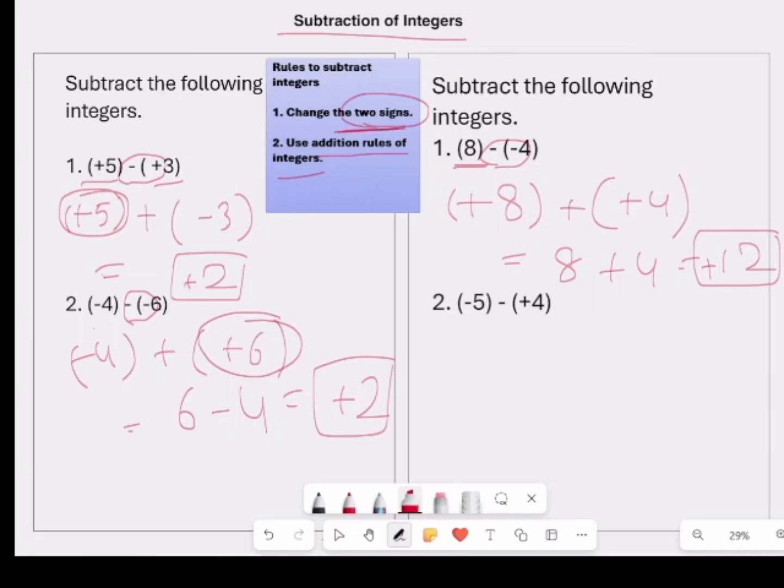Another example here, negative 5, which remains unchanged. We do not change that. We change these two signs, positive and negative here. Now we are adding two integers that carry same negative sign. So we just want to add them, 9, and which sign should we use? Sign of negative, which was given in the question.